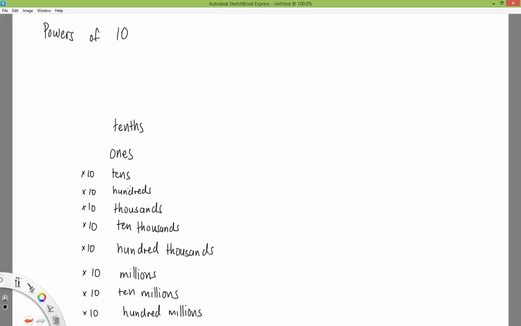Okay, and going in the opposite direction, we have tenths. Basically, you take all of these things, you flip them around, and change it to the th ending. So you have tenths, hundredths, thousandths, 10,000ths, and so on.